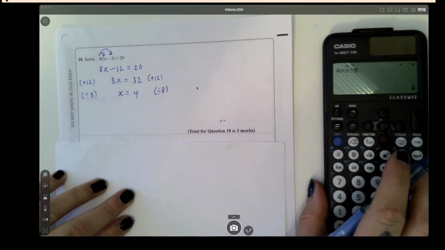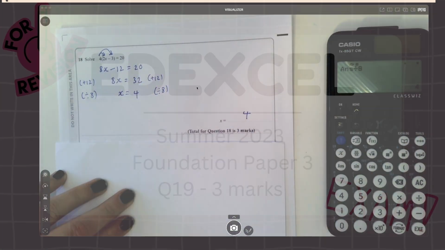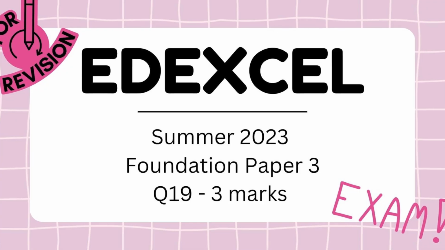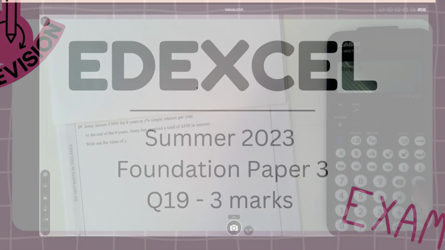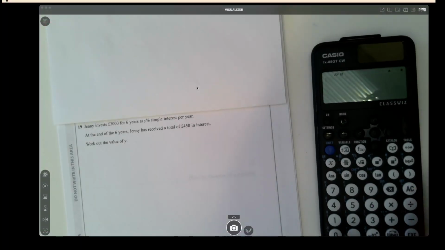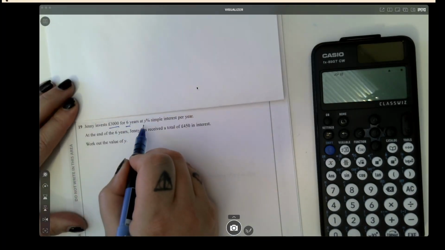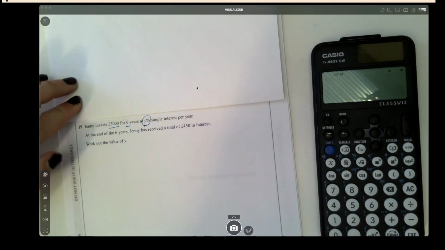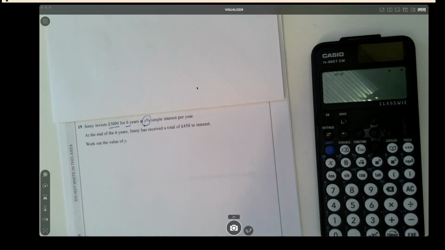So x is 4, goes on my answer line. Question 19. Jenny invests £3,000 for 6 years at Y% simple interest per year. At the end of the 6 years, Jenny has received a total of £450 in interest. Work out the value of Y.